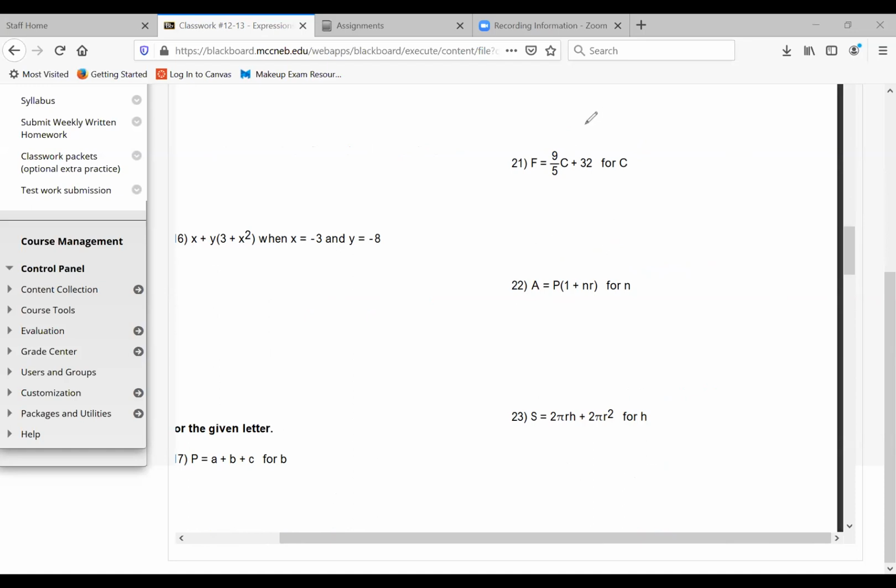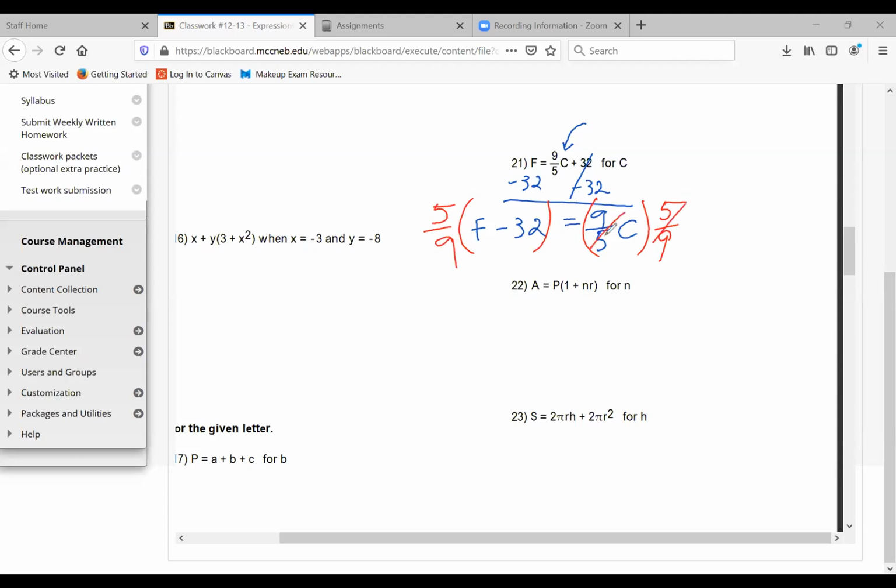Okay, so to get the C by itself, we would need to subtract 32 on both sides, and then eventually we'll need to deal with that fraction. Let's subtract 32 first. So now we have F minus 32 equals 9/5 C. Okay, to solve for C now, here we are where we can maybe multiply by a reciprocal if we want to. That would get the problem done in one step. So the reciprocal of 9/5 is 5/9. This is one option. We can multiply both sides by 5/9.